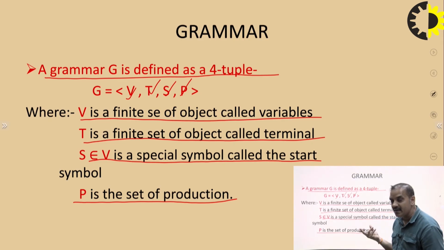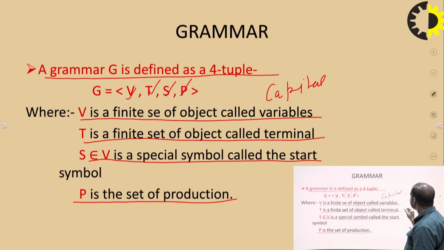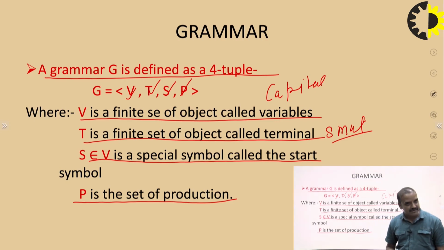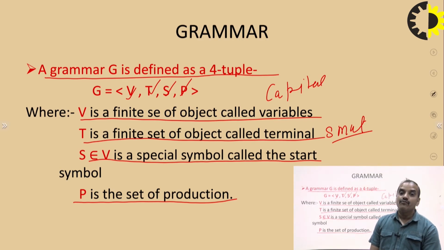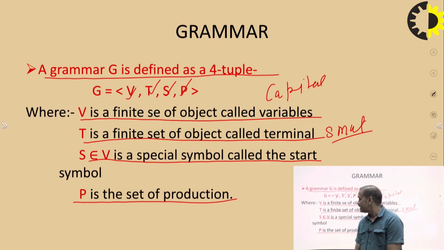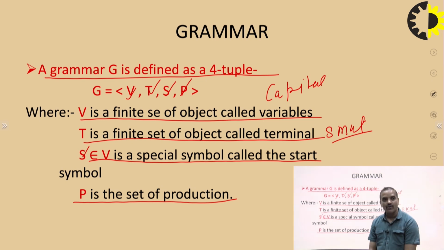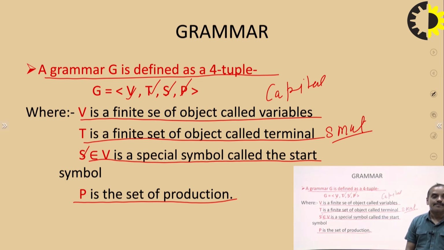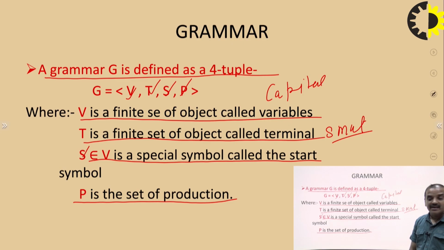V is the set of non-terminals, and a non-terminal is always a capital letter. T is the set of terminals, and a terminal is always a small letter. S is a special symbol called the start symbol, which means if we are given a number of productions, which production we pick first is decided by the start symbol. And the last one is P, the set of productions, which decides how many types of production we use or where we start the given production to process the given data.